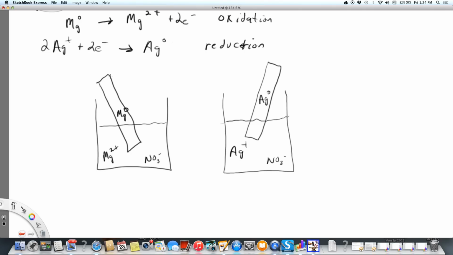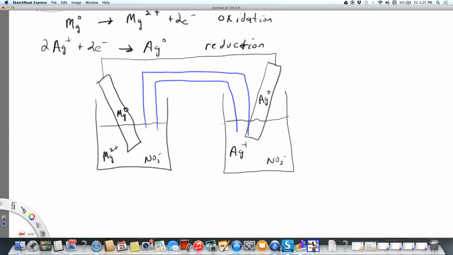Now, if I were to connect these with a wire, you could see that electrons could flow. The only problem is this isn't a circuit. If electrons or charge is going to flow, it's got to go in a circle. We can't have more electrons on one side or the other. So what I'm going to do is put in what we call a salt bridge, something that ions can flow through. It could be even a piece of paper saturated with ions. And so this is called a salt bridge.